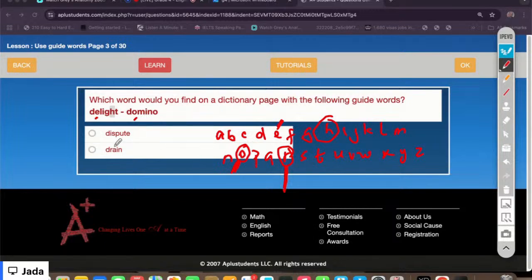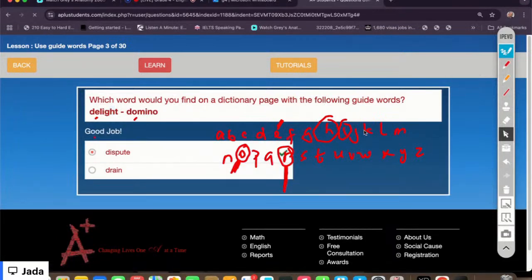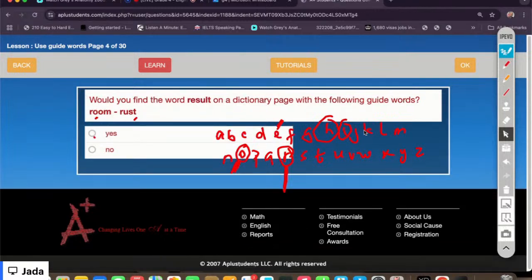Now, we cannot find drain because domino is DO and drain is DR. But we can find dispute because dispute is DI. All right, look at the I here. So it's in between the E up until the letter O. So we can find dispute in between, but we cannot find drain because drain comes after. Can you find results in between room and rust? Can you find that or not?